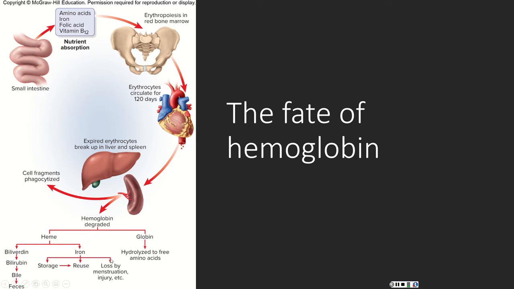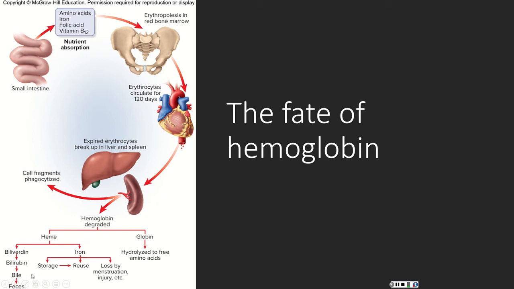Some of it is going to actually just get lost, maybe through menstruation in females, maybe through injury, but primarily iron is reused, recycled to make more hemoglobin. The biliverdin is converted to bilirubin. Bilirubin is actually a bile pigment. So bilirubin is taken up by the liver, converted to bile. Bile is then secreted into the small intestines, and it leaves the body in the feces.